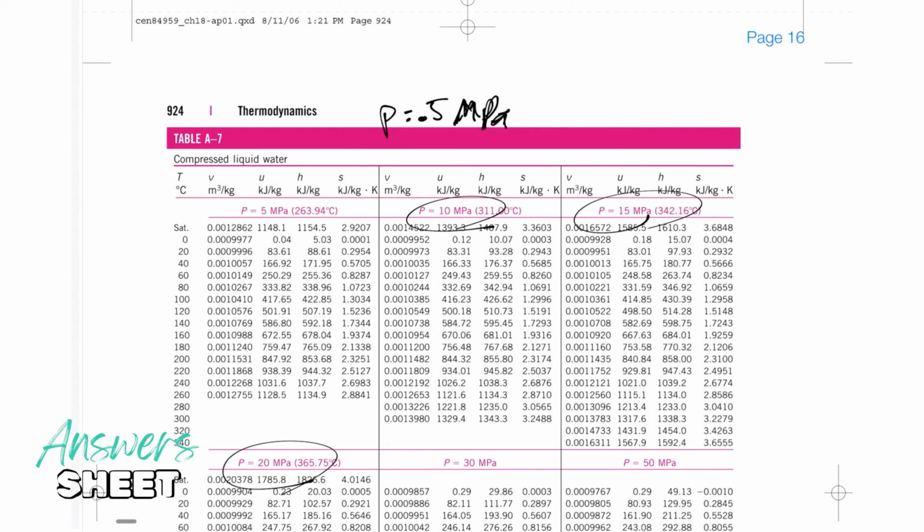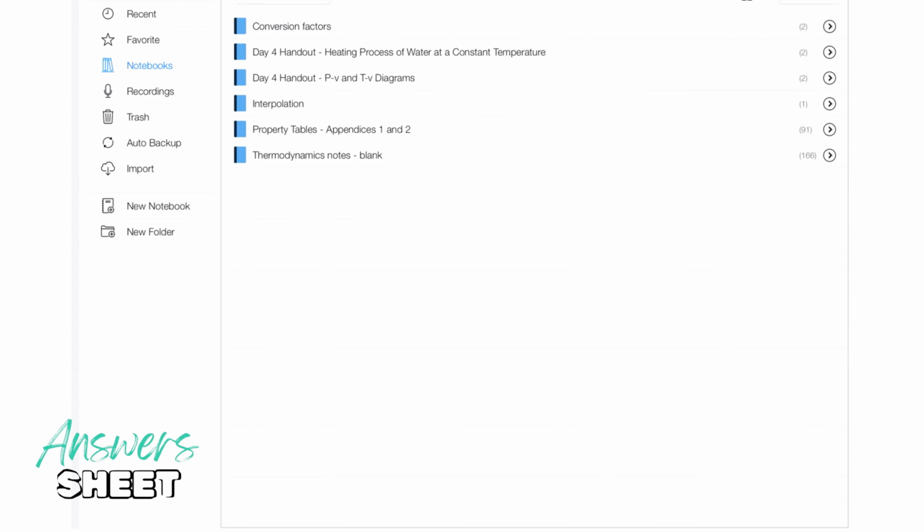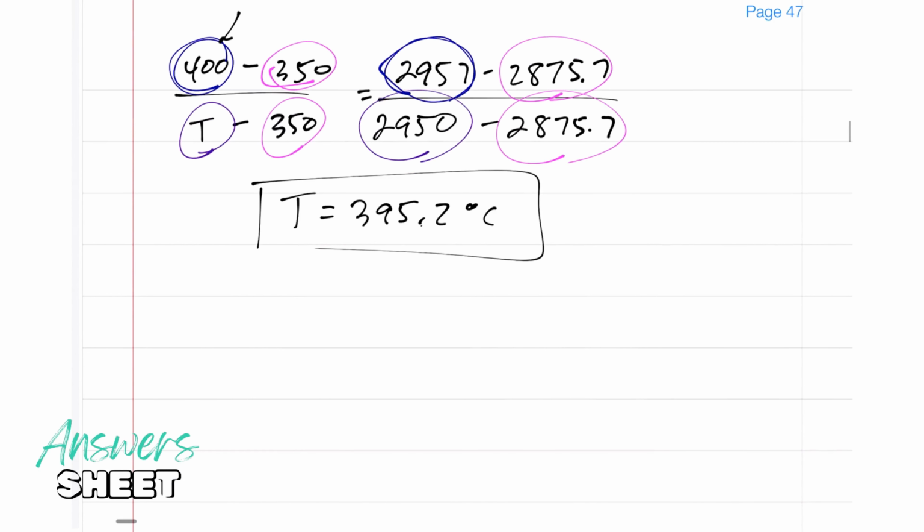Because I don't have values on the compressed liquid table, what do I need to do? I can estimate my U. I can say U is approximately equal to UF at the temperature. So I need to go and look at the UF at a temperature, not a pressure, of 75 degrees C.